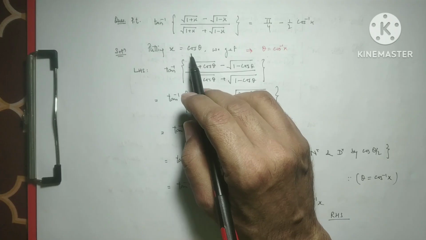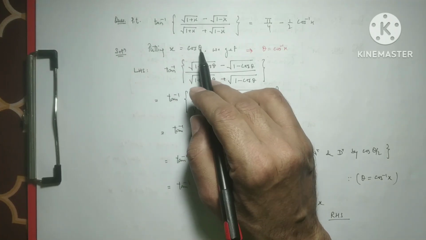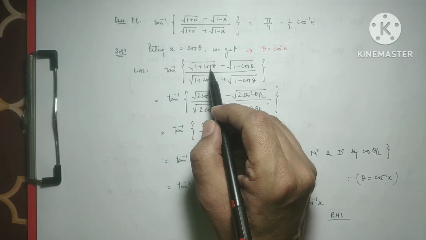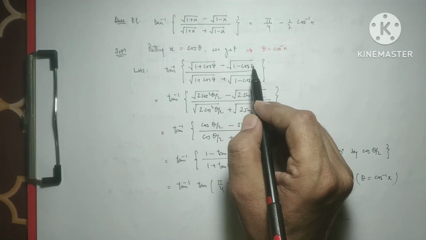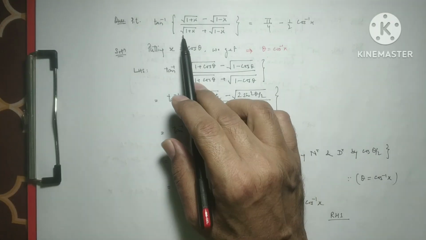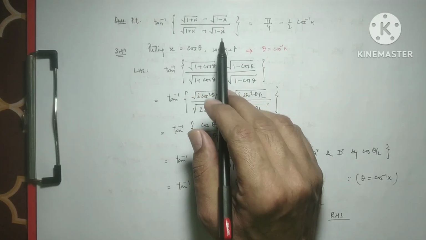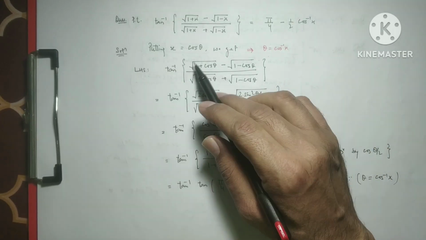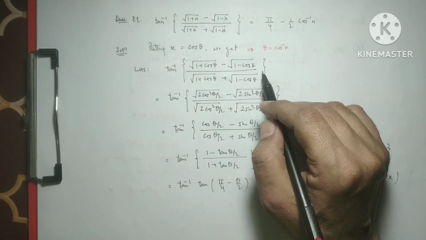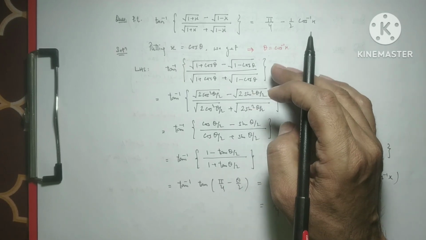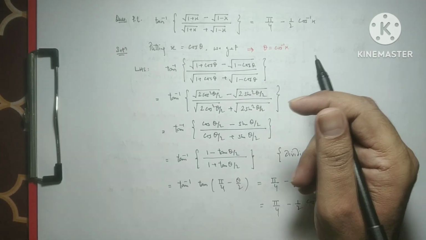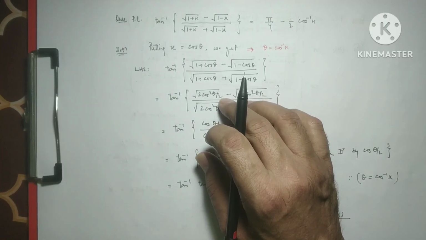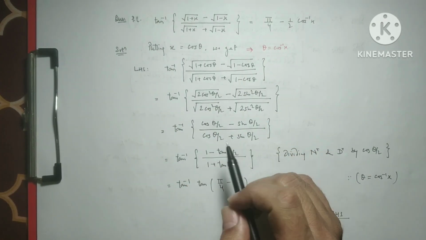So right now we put the value of x as cos theta in this bracket, so it is tan inverse of under root 1 plus cos theta minus under root 1 minus cos theta divided by under root 1 plus cos theta plus under root 1 minus cos theta. In general, in this type of question, we can multiply and divide with the conjugate, that is one method. The other method is to simplify using trigonometric formulae. We will use these and simplify this.